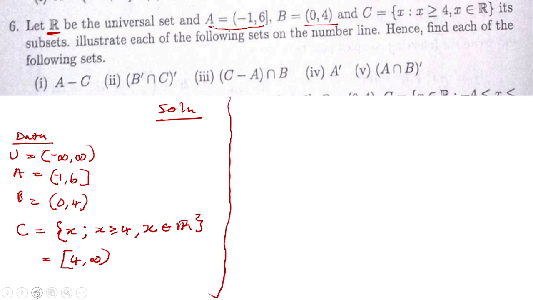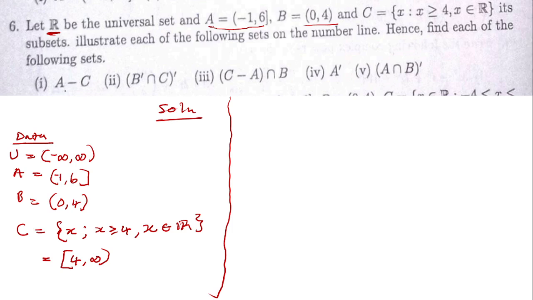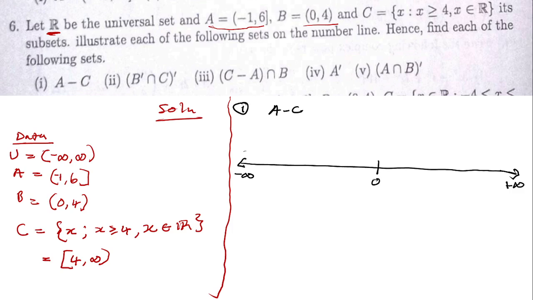From here, what I'll simply do is this. I'll go to question 1, where I have been told to find A minus C. So I'll draw a number line. I'll sketch a number line like that, and on this number line, I'll indicate the universal set. Never forget to put the universal set. And then make sure that you put the demarcation, which is a 0 there.